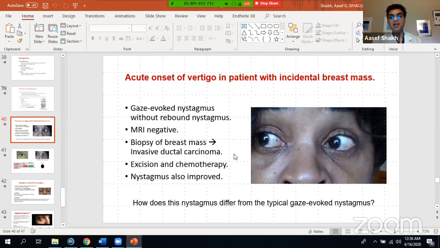But what I'll just tell you, because I did not have animation here. So basically, this lady had acute onset of vertigo, and she had an incidental breast mass. And she had gaze evoked nystagmus, but there was no rebound. So what you see here.